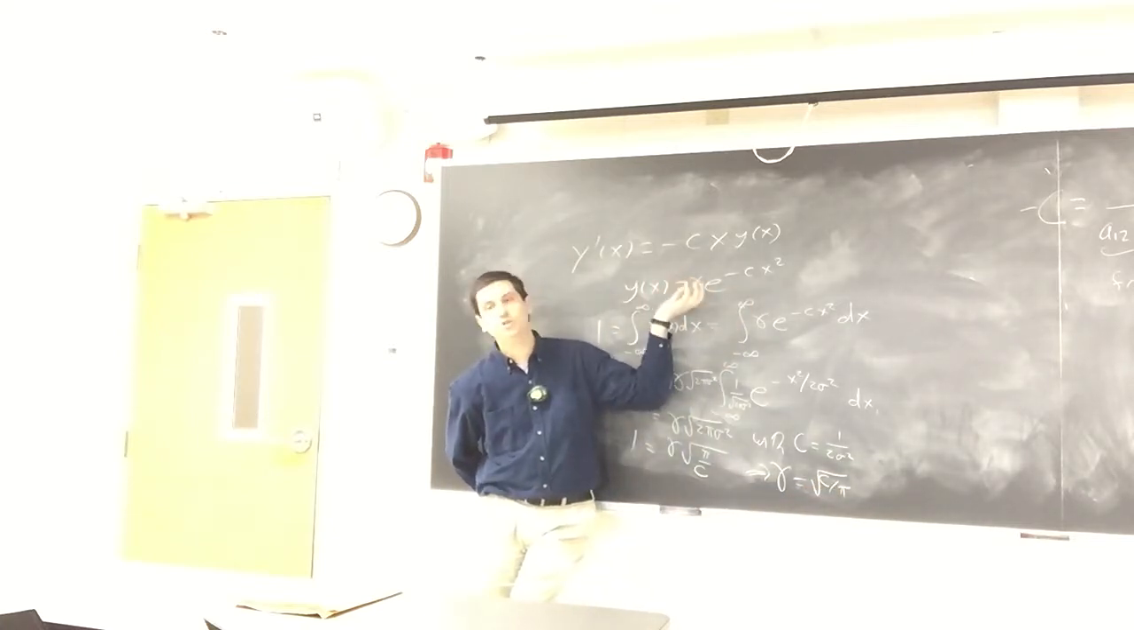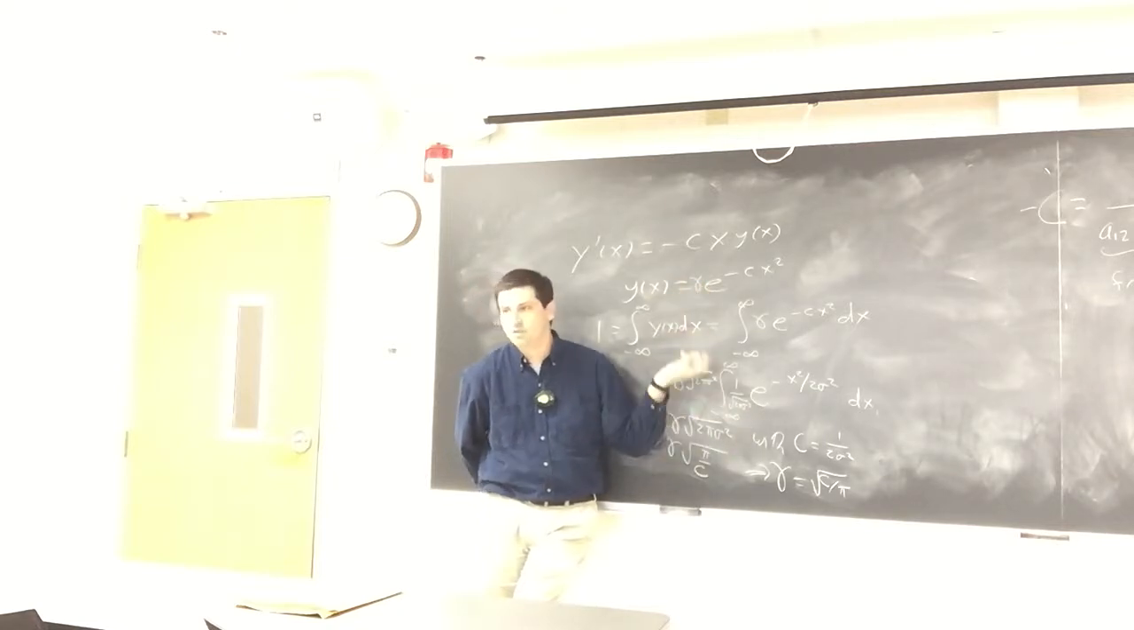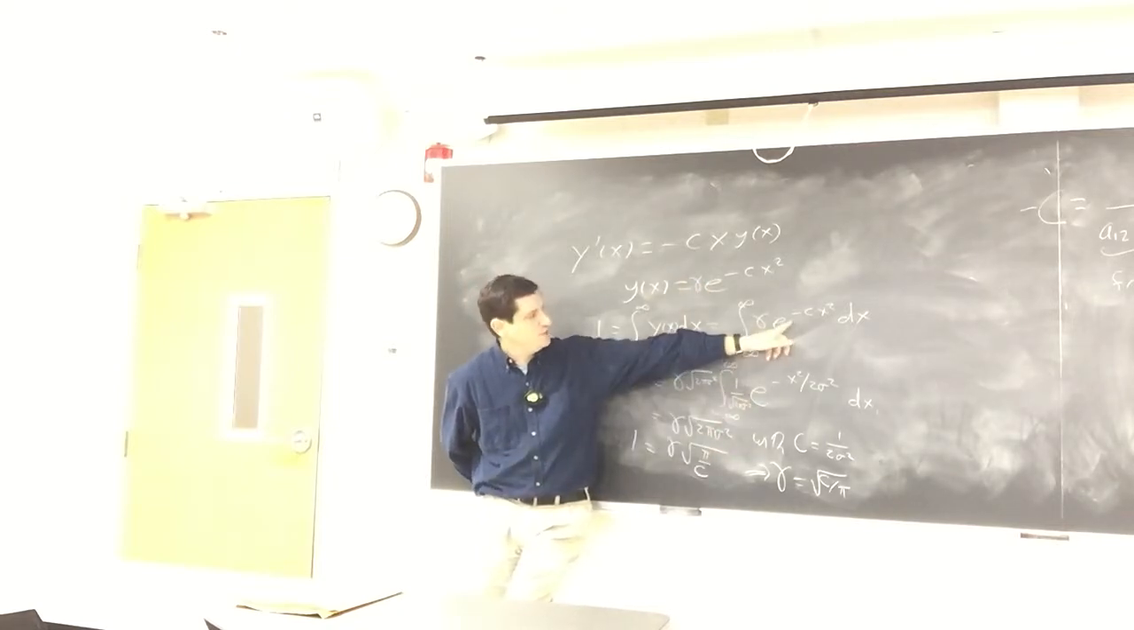The main point is, once we know it integrates to 1, just do your favorite proof. If you remember what the integral of e to the negative x squared is, just change variables. Let u equal square root of c times x.